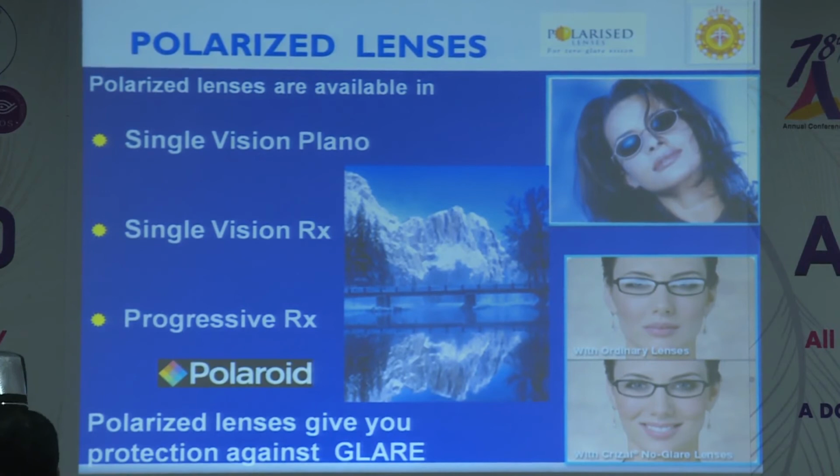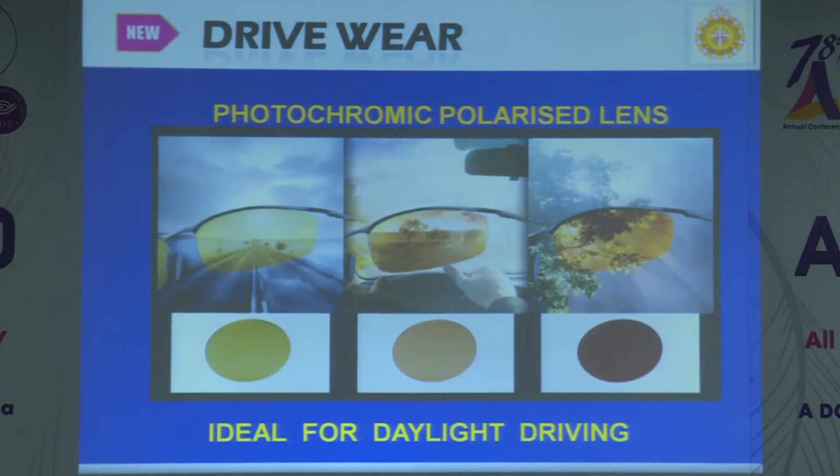So if you want to drive in the daytime, there is a Polaroid photochromic lens available. That means it is a Polaroid as well as photochromic. You can change the color depending upon the intensity of the light. So that's ideal for driving: Polaroid photochromic lens.